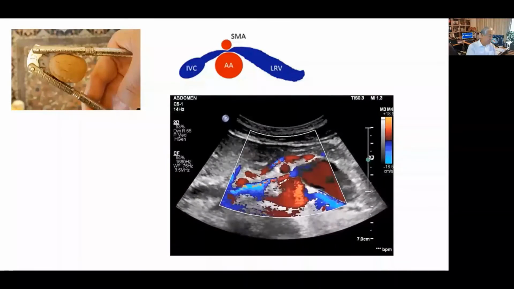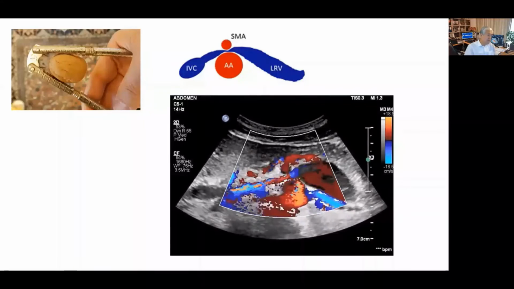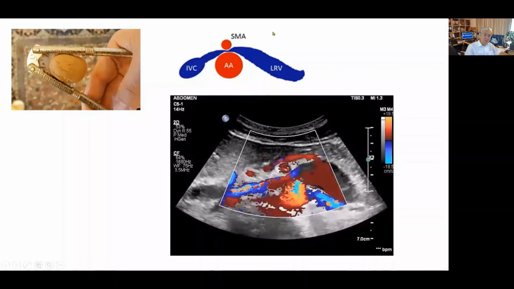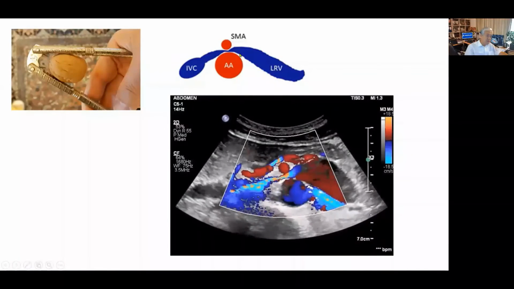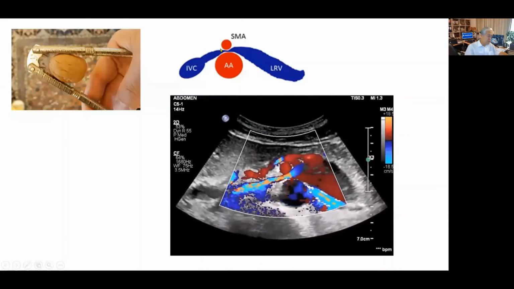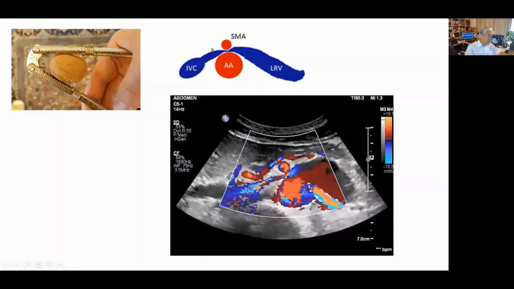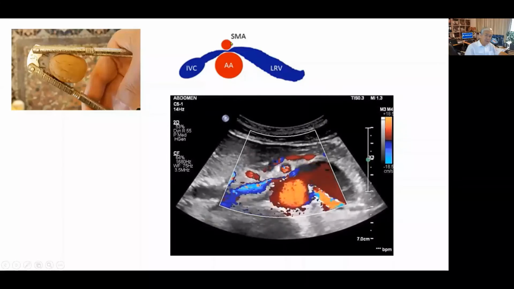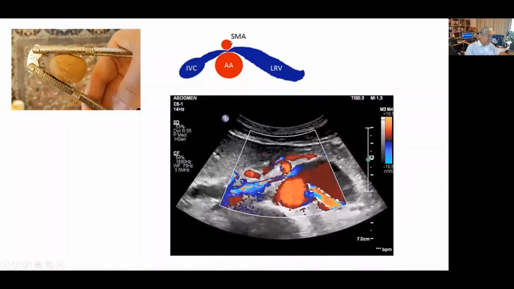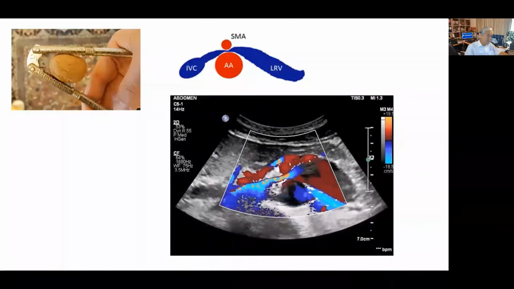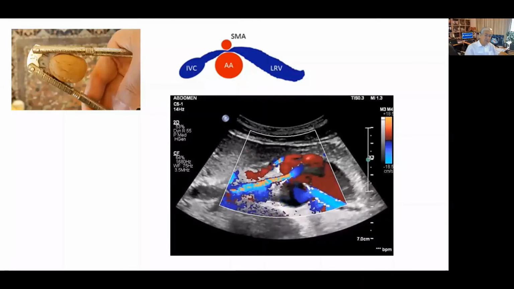The typical pattern of nutcracker phenomenon is the left renal vein compression in the narrow space between the abdominal aorta and the superior mesenteric artery. But there are other patterns of left renal vein compression also.